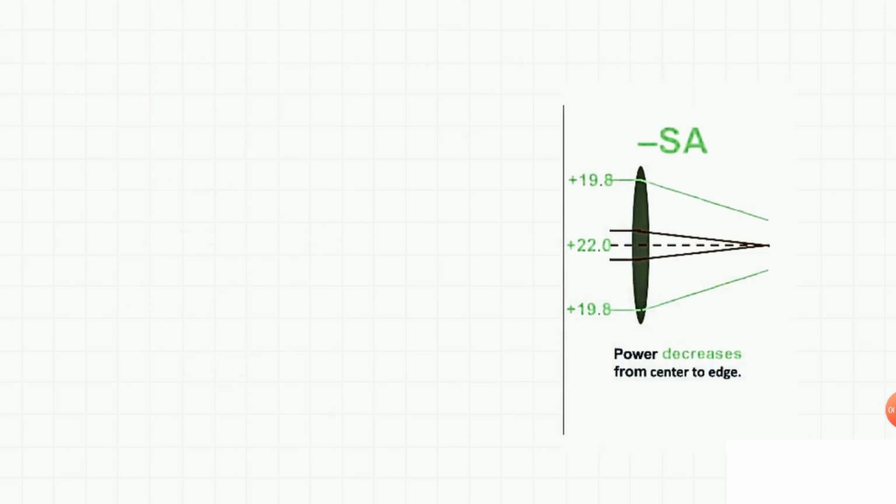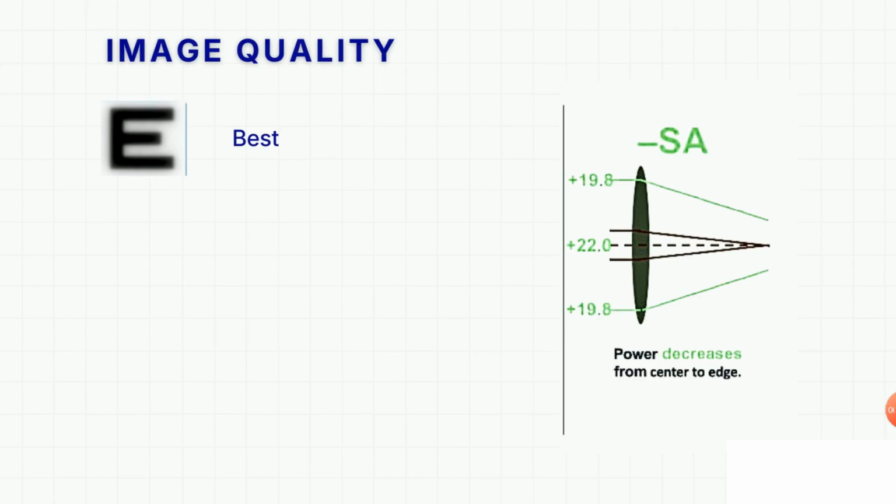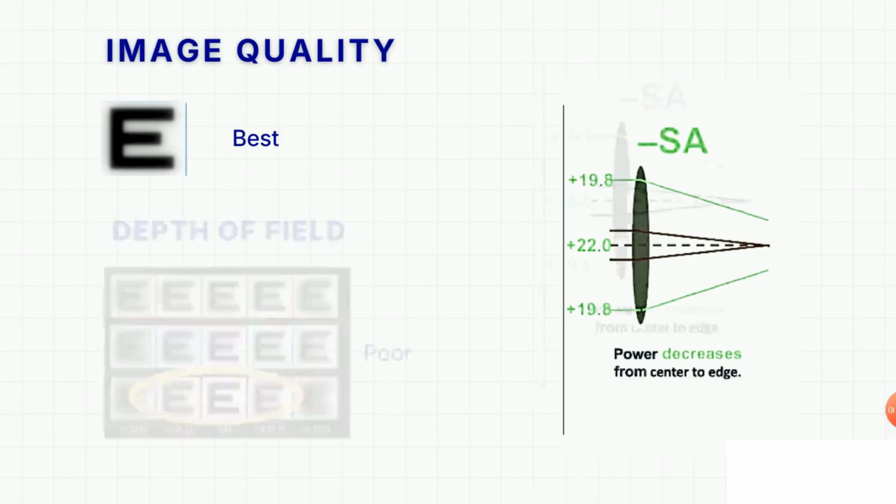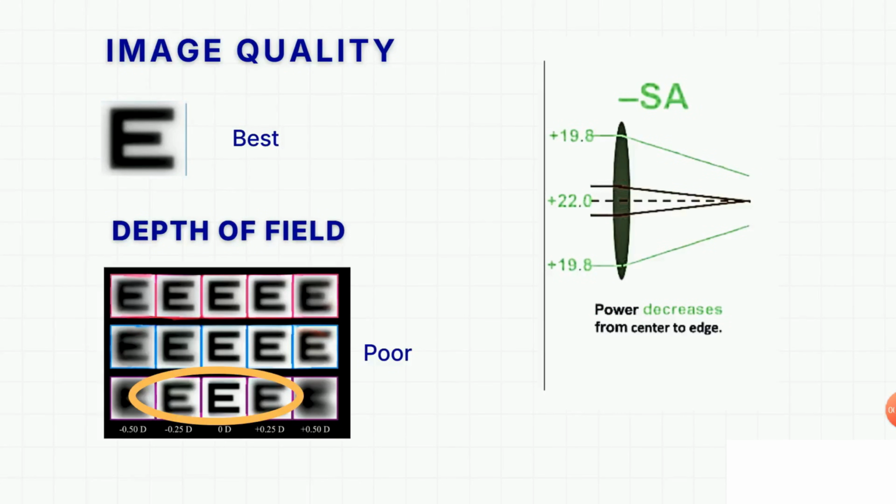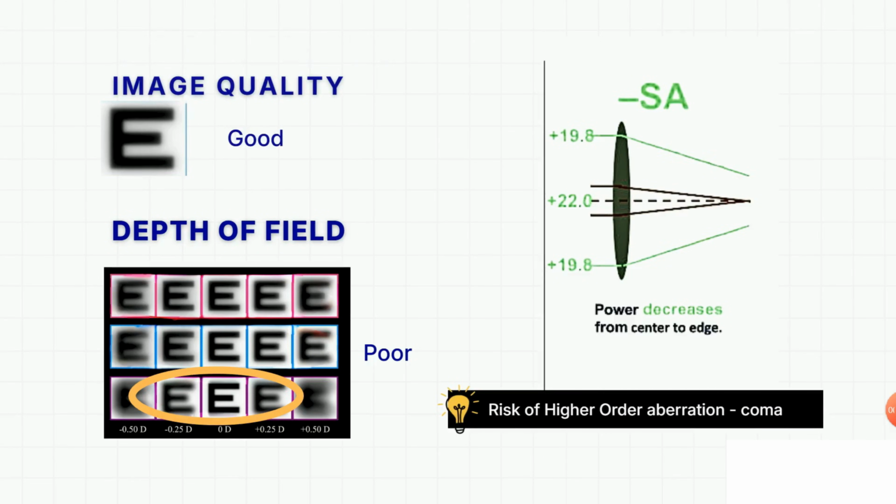Then we have the negative spherical aberration IOLs. These lenses are designed to counteract the cornea's positive spherical aberration, and therefore they are going to provide you the best image quality, the best contrast sensitivity, and superior night vision and mesopic performance. But there is a trade-off. They have the least depth of focus, they are highly sensitive to decentration and tilt, and decentration here induces higher order aberrations, especially coma.